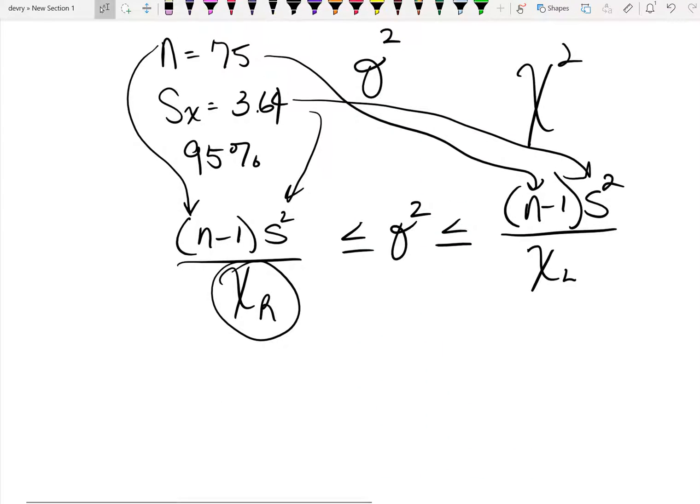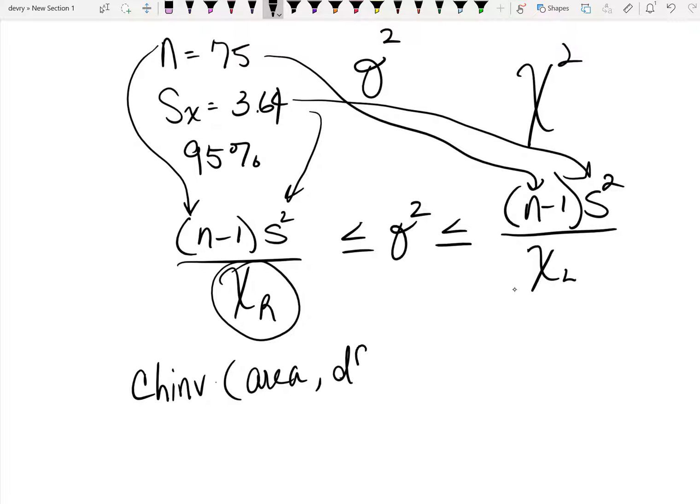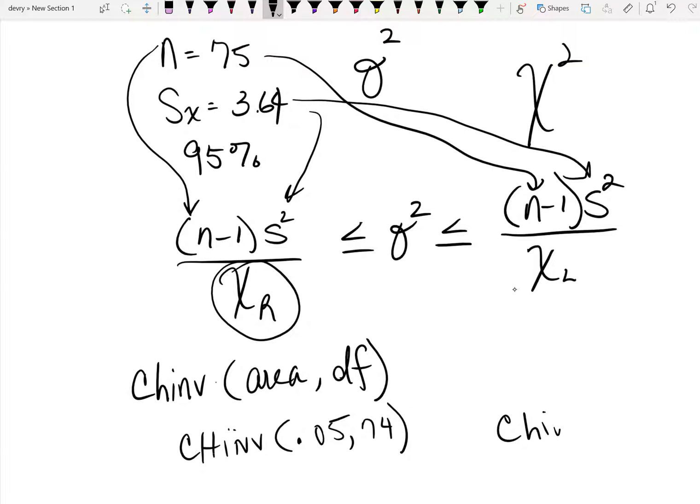And so what you're going to do is go to chi-inverse in Excel, and then put in the values. It asks you for the area, and then it asks you for degrees of freedom. So for chi-square right and chi-square left, you're going to simply do the chi-inverse, and you're going to put in 0.05, comma 74, and then you do it again, chi-inverse, again in Excel, 0.95, and then 74.